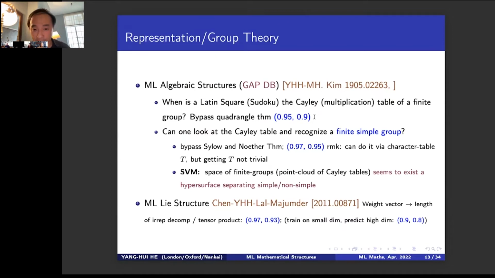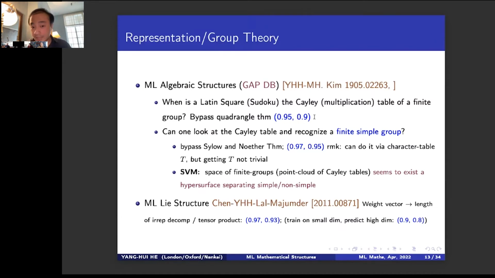Okay, so that was a warm-up. But now here's a much more interesting problem, and it's almost a proto-conjecture. Can you look at the space of Cayley tables and recognize that this is a Cayley table for a finite simple group?